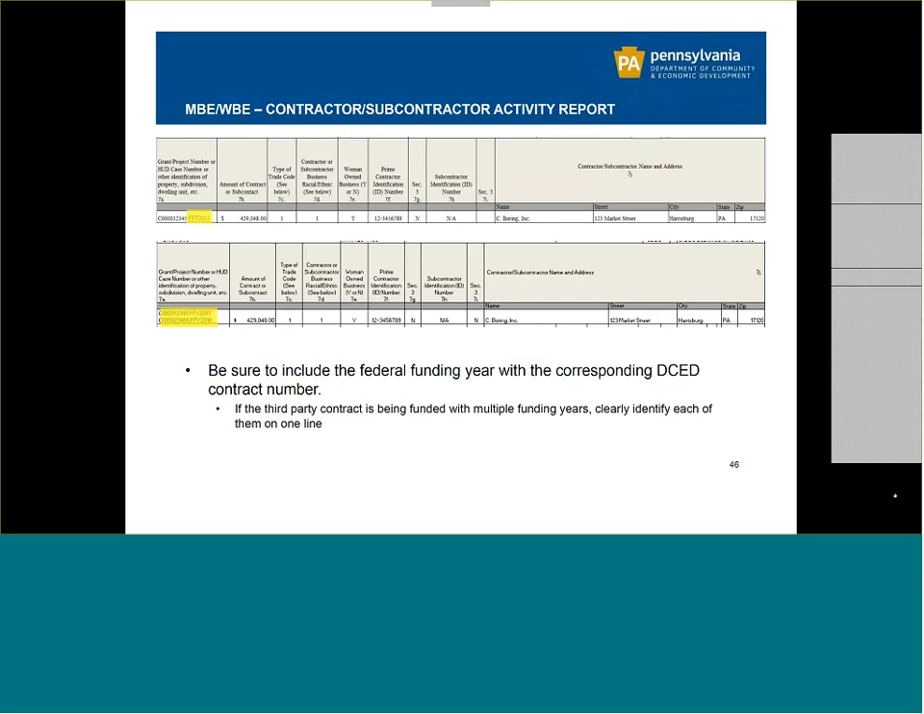This is what we're specifically looking for: what we need to report to HUD is the federal fiscal year associated with the blueback contract. So these two examples are correct, especially when it comes to multi-year activities, like the activities being funded out of 3 DCED blueback contracts. This one's being funded out of both the 16 contract and the 17 contract. So you will want to include both contracts. You want to indicate both contracts on one line.